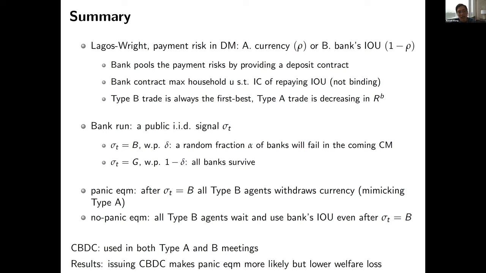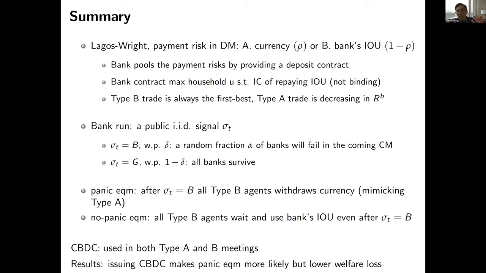Issuing CBDC encourages people to run. In the old days, if you are the type B agent, there's not much use for you to withdraw the currency because your midterm requires a bank IOU. The only use for you is to sit on it until the next CM. But now CBDC is useful because you can withdraw the CBDC and use it as a payment. That's why it creates more incentive for you to run the bank.